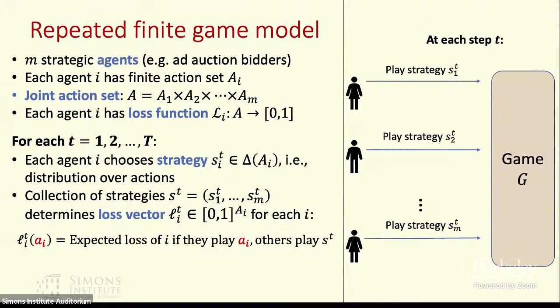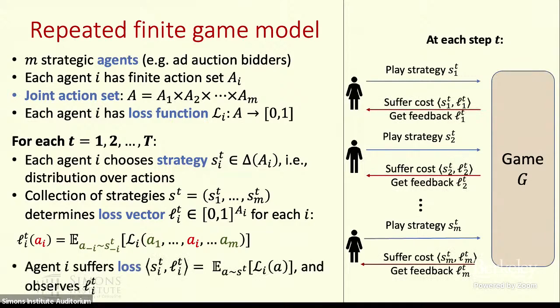And the collection of strategies s^t, which is the concatenation of the individual vectors s_1^t through s_M^t, determines a loss vector for each agent i. The number of entries in this loss vector is the number of actions. The a_i entry of l_i^t is simply the expected loss of agent i if they play according to the action a_i and others draw their actions from the distribution s^t. So here's the same thing written out in notation. We're just looking at an expectation over this distribution of agent i's loss function.